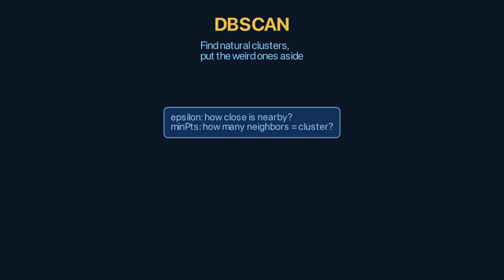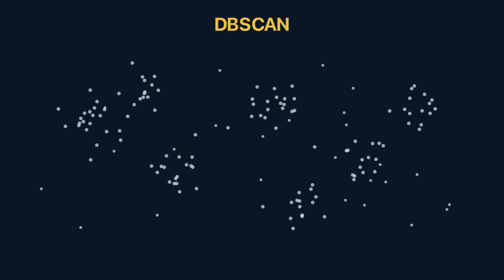DBSCAN takes a different philosophy. Don't choose K. Let the data tell you how many sections exist. 2 parameters. Epsilon, how close must 2 books be to be considered neighbors? And minPts, how many nearby books make a dense region?